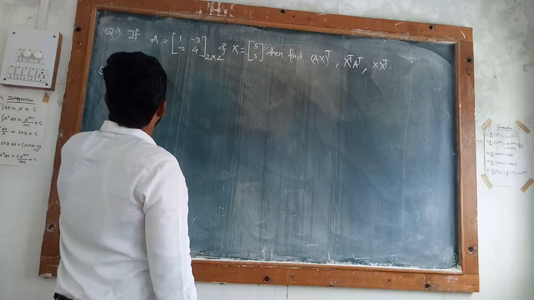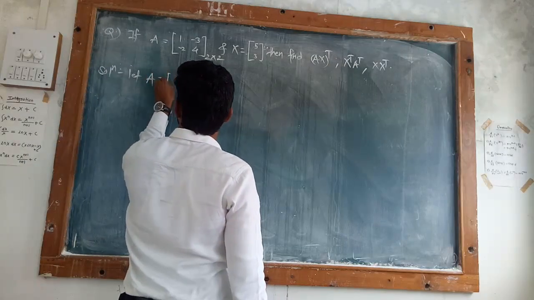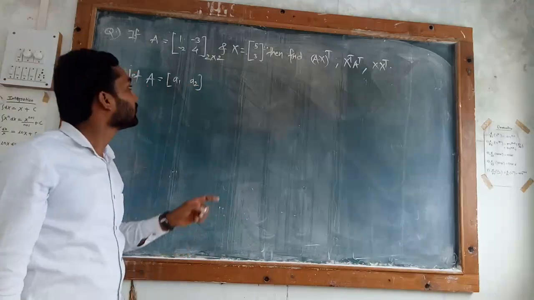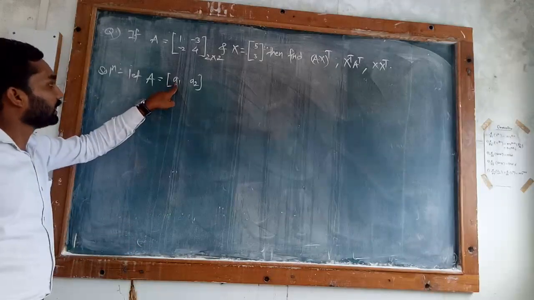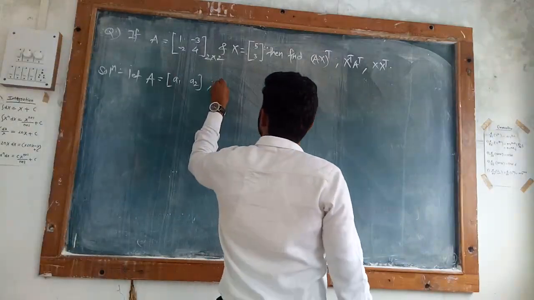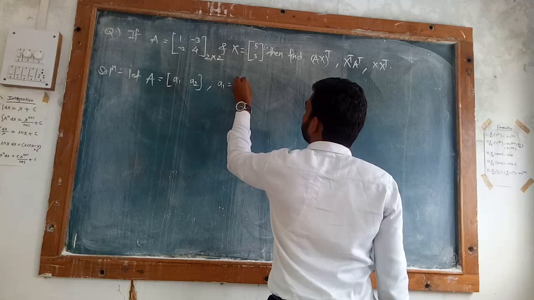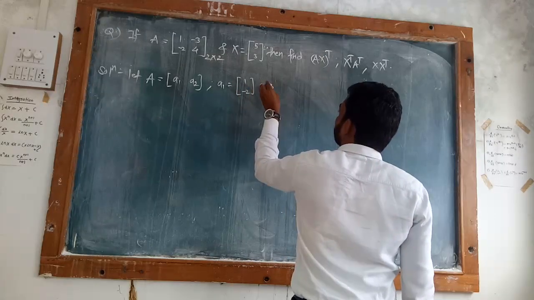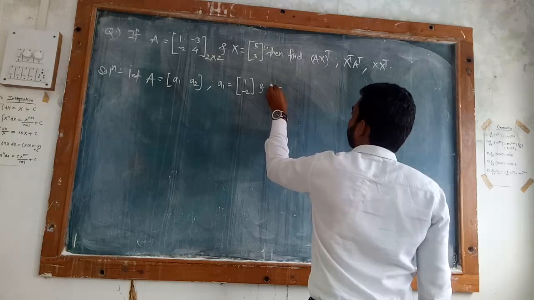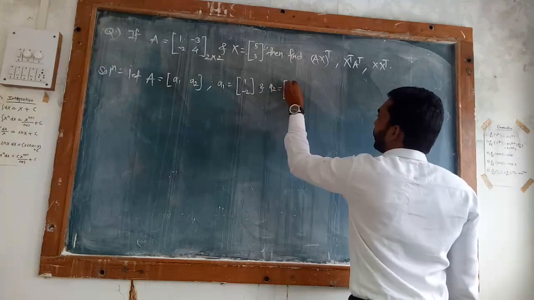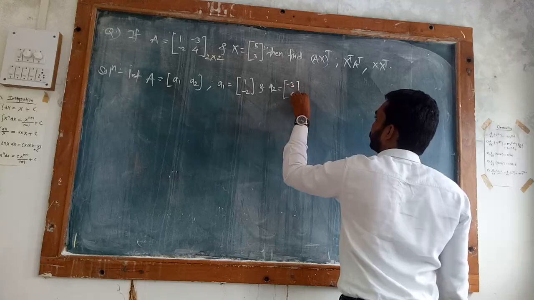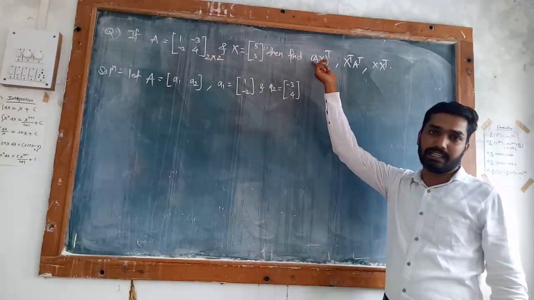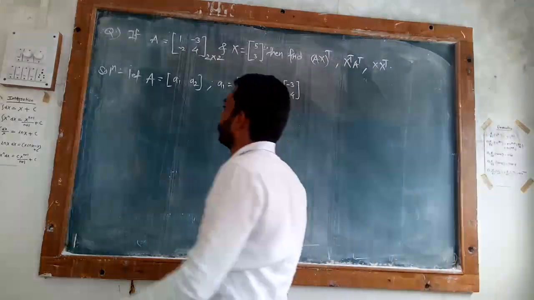Let matrix A become your A1 and A2. Right? These two are your column vectors, where A1 is 1, minus 2, and your A2 column vector becomes minus 3 and 4. Okay. So we have to first find Ax, then take its transpose.